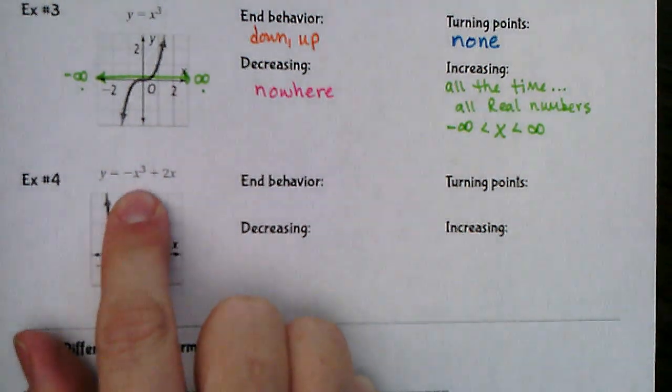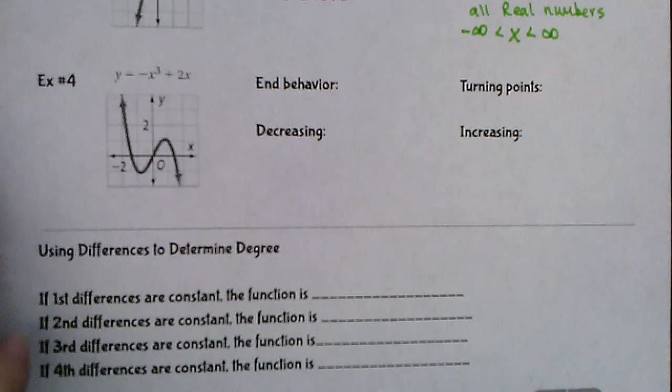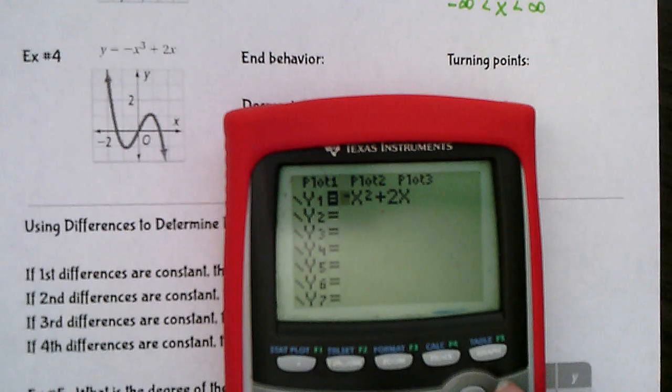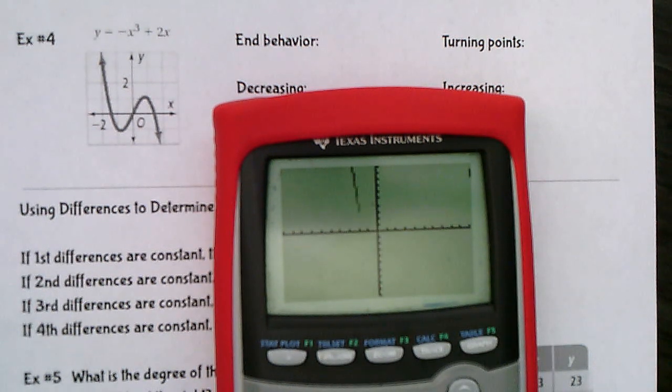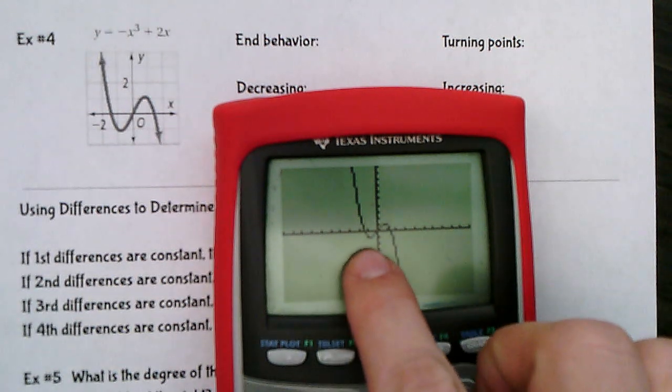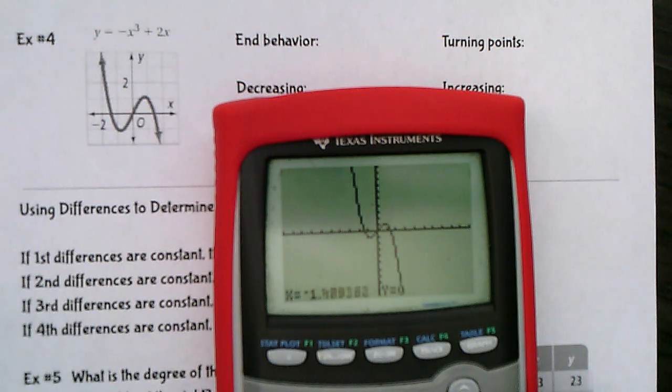This is another cubic function, but this one is more complicated than that parent function. So let's go ahead and type that in. Negative x cubed plus 2x. And then look at the graph. And again, we can zoom into this little section by doing Z box if you would like to be able to see a little bit closer detail. It sometimes makes it easier to find your maxes and mins.